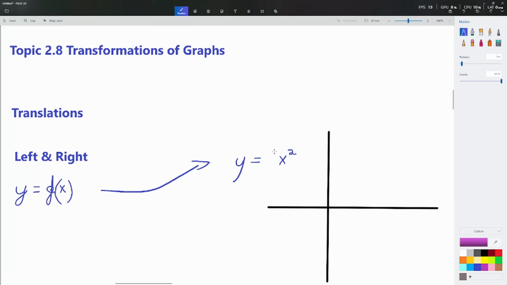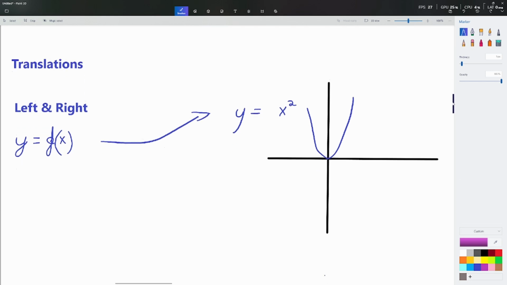In this lesson, we are going to cover topic 2.8, also known as transformation of graphs. Translations mean that you're basically moving the graph anywhere along the y-axis and the x-axis, however the shape of the graph remains the same. If you take the example of x squared, you know that x squared looks something like this. However, if you move it to the right, it will look something like this, and if you move it downwards, it will look something like this.